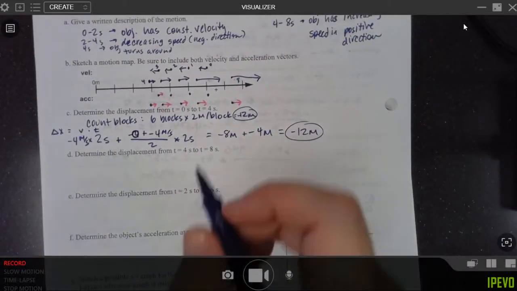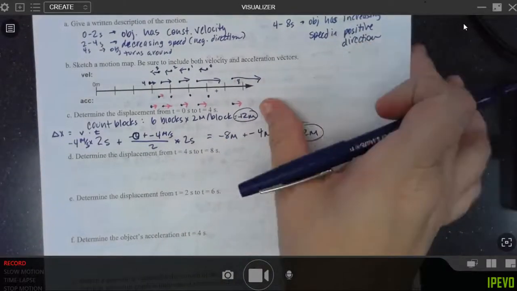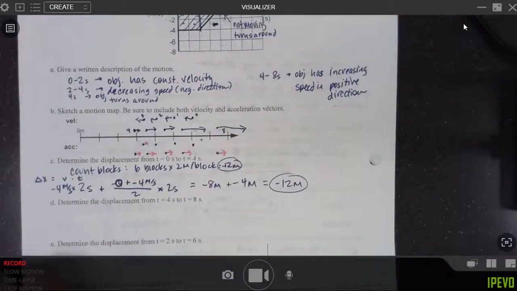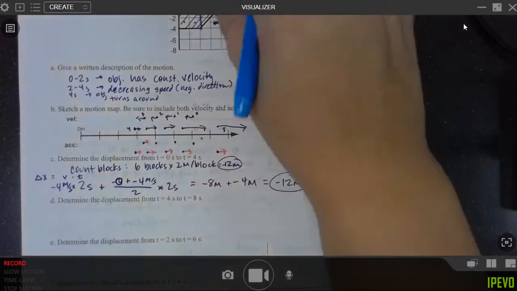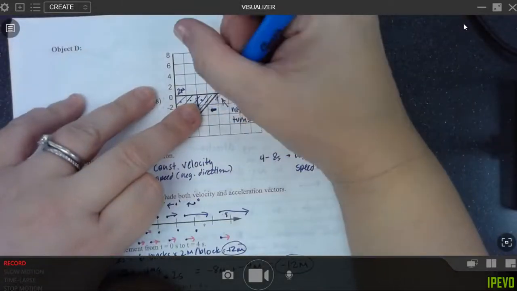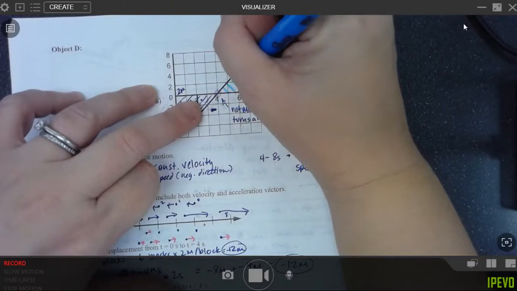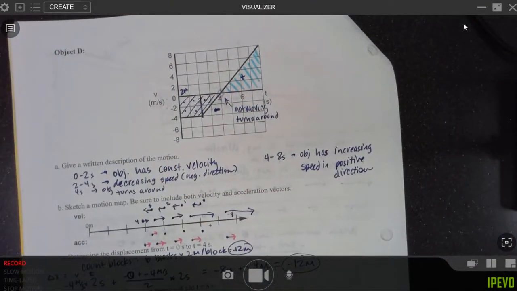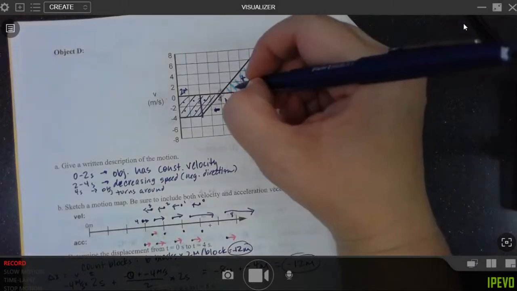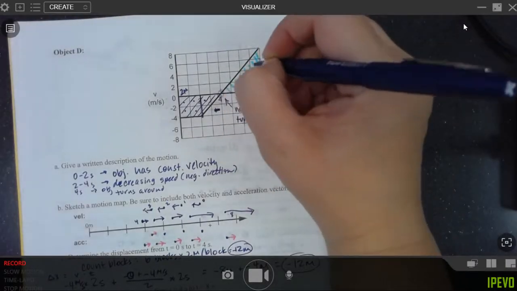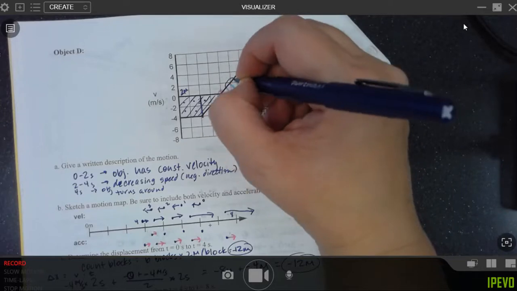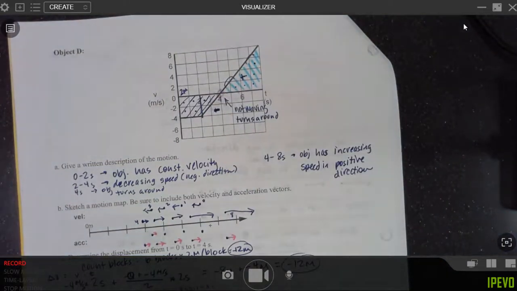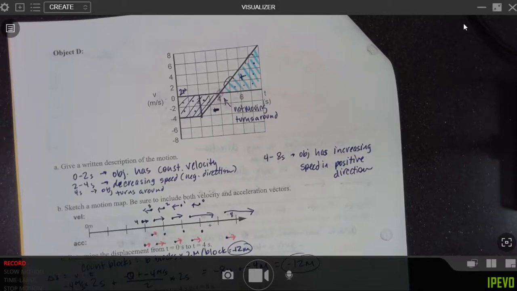Next is determine the displacement from 4 to 8 seconds. I think this one's a little bit easier. I don't know about you guys. But this is going to be the portion where our object is moving in the positive direction. If we want to do it by counting blocks, this is going to be 1, 2, 3, 4, 5, 6, and then 7, 8 blocks. So we've got 8 blocks times 2 meters per block is 16 meters.